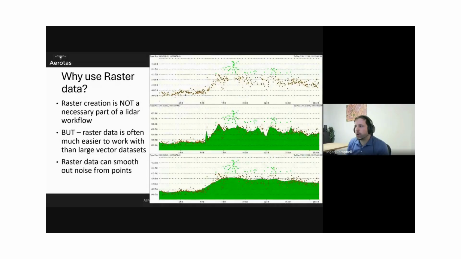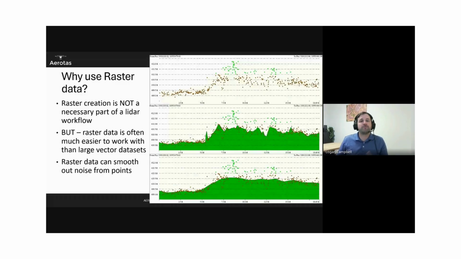So here's what a profile view actually looks like on this. It is a profile view of ground points in brown and vegetation in green. And we've rasterized it in a couple of different ways. The top of those three pictures has no rasterization at all. It's just the point cloud. You see there's an awful lot of noise. The middle one has some smoothing. You can actually see there are some spikes. There's a good amount of noise.